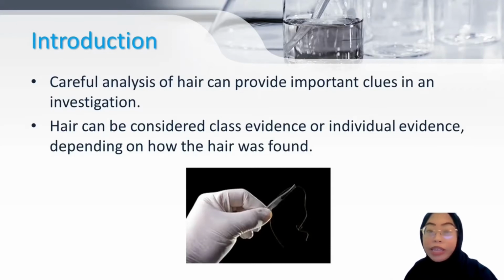Hair can be considered either class evidence or individual evidence, depending on how the hair was found. If the hair found has the root, then DNA can be detected.